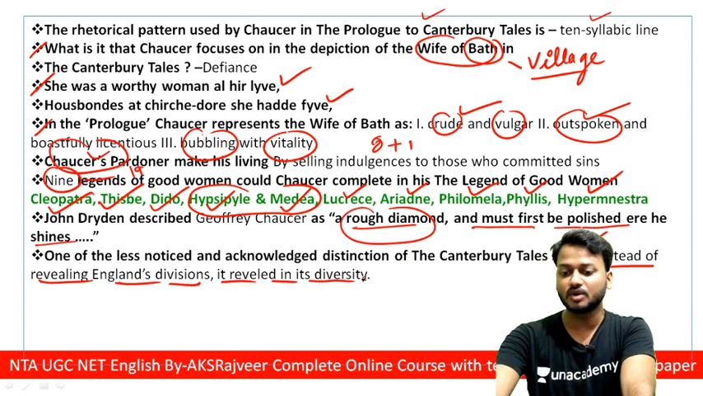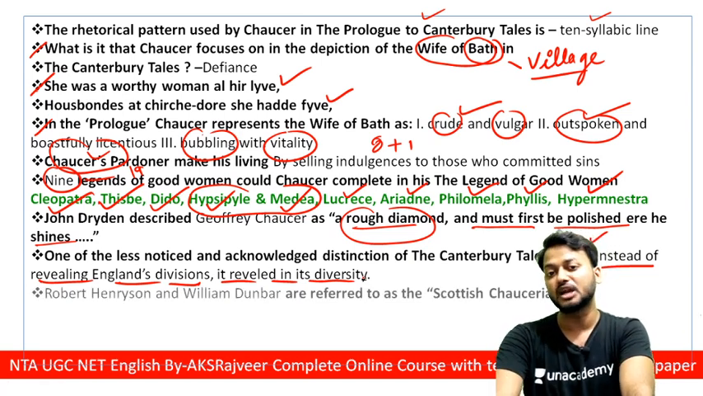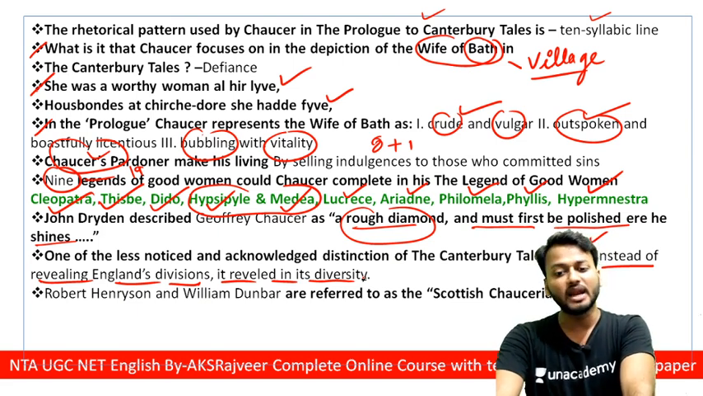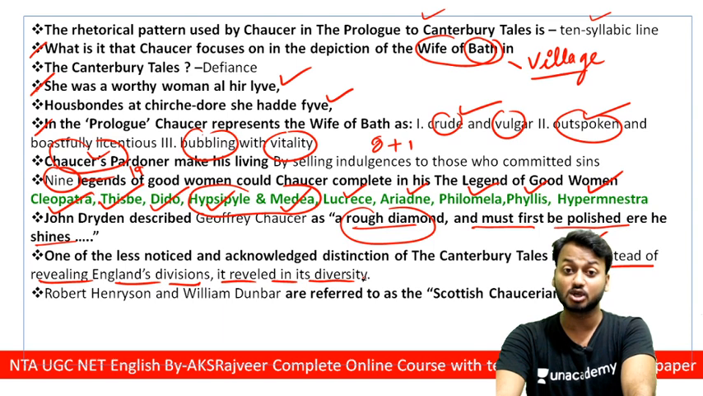Now see the next one point. Robert Henryson and William Dunbar are referred to as the Scottish Chaucerians.